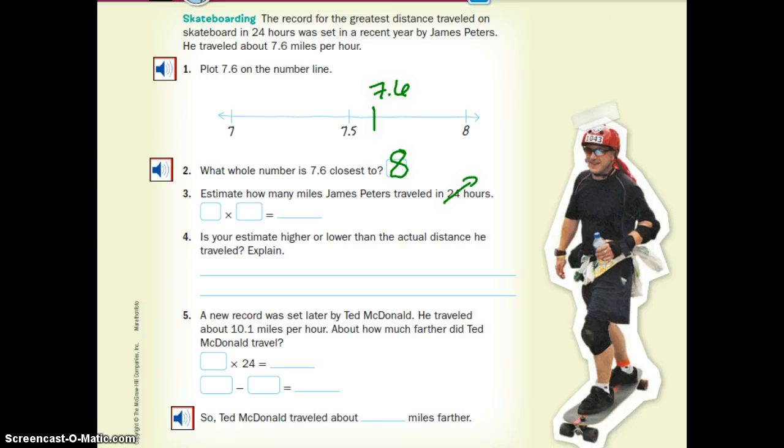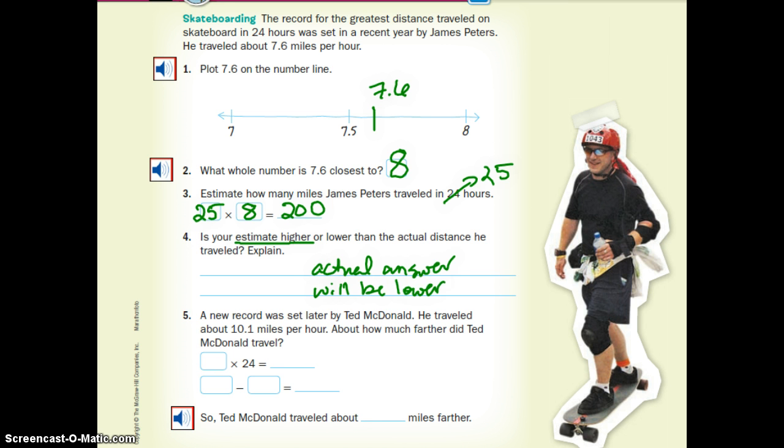We're going to change this to 25 because, again, we're making an estimate, and we can think quarters very easily. That would be 8 quarters. 8 quarters is $2 or 200 pennies. And we know that we've estimated high, which means that our actual answer will be lower.